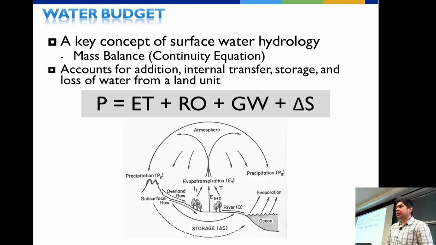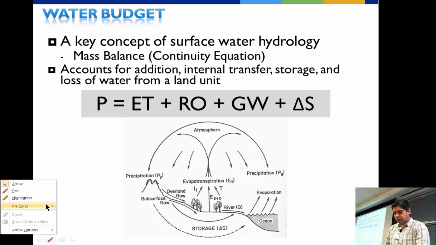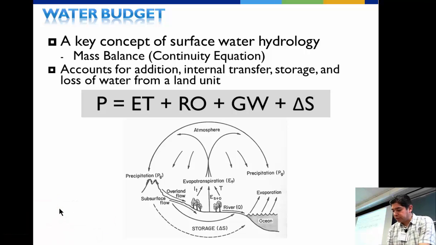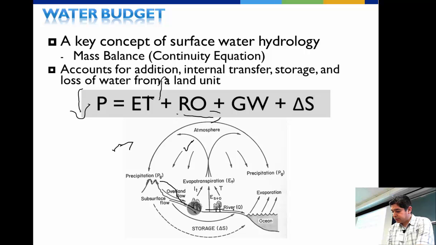But something that I also want you to know right now is this concept, the water budget. P refers to precipitation, and basically this is the water that we are going to have. This is the water that is landing into our basin. Evapotranspiration is the water going up. Runoff is the water that is going from the headwaters to the sea or to a different place.